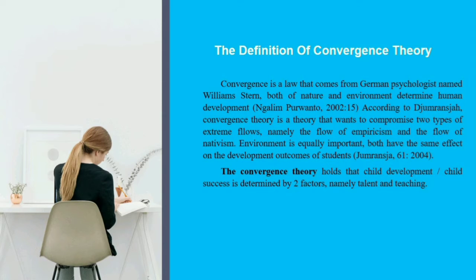Environment is equally important. Both have the same effect on the development outcome of students. It is from German Schah, page 61, 2004. So the convergence theory, like I said before, is from empiricism and nativism theory. It is combined into one. It is explained that nature and environment determine how humans develop.